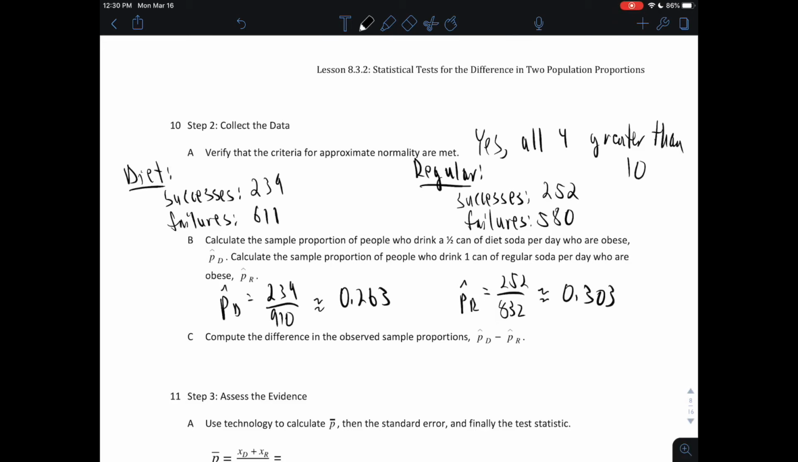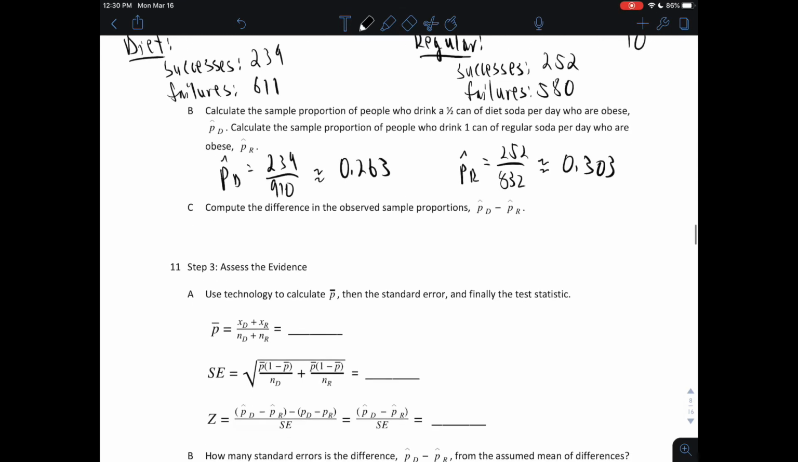0.303. And then part C, compute the difference in the observed sample proportions. That is just going to be 0.263, that's P hat D, minus 0.303. And when we subtract that, we get negative 0.040. Keep in mind that it is okay to get negatives since you are finding difference here.